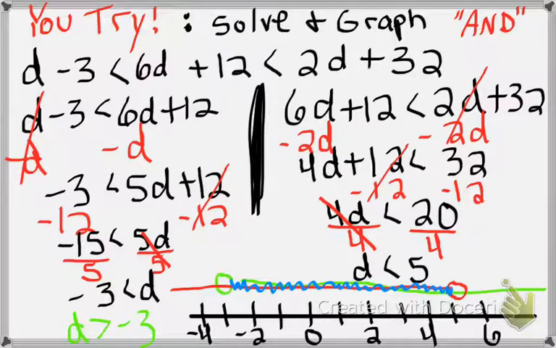So that means what's out here doesn't need to be there. You don't need that stuff. So it's just the two open circles and everything in between. And so your answer does not include -3 or 5 because it's an open circle, but it's everything in between. That's the answer to this compound inequality.